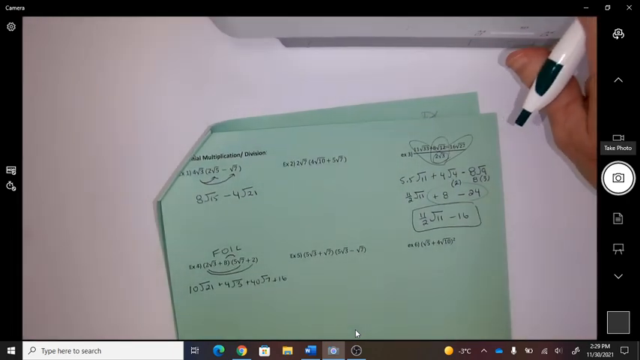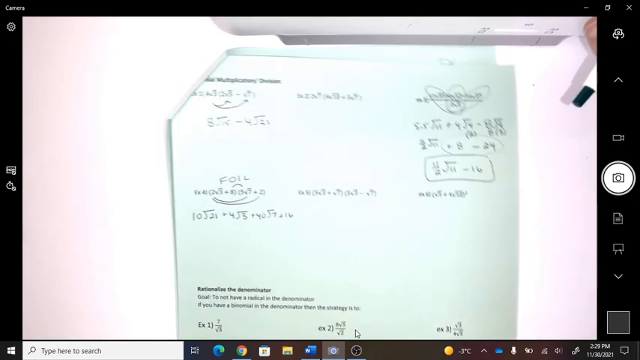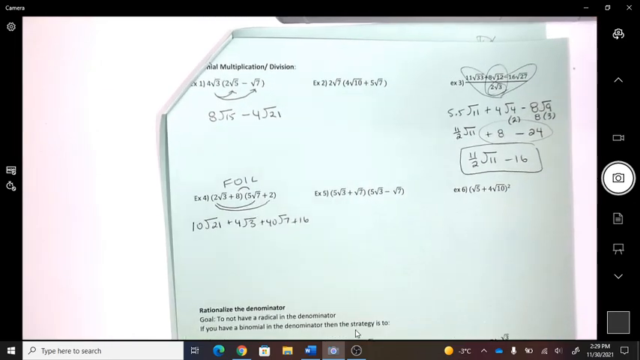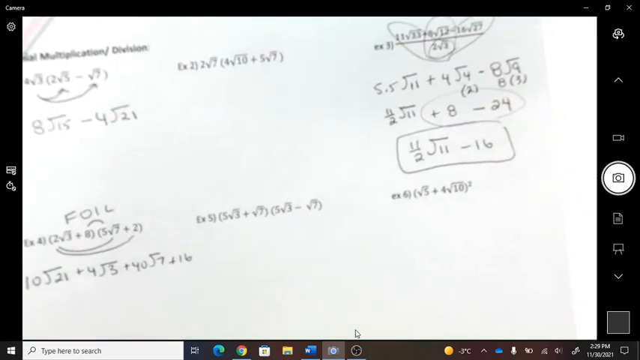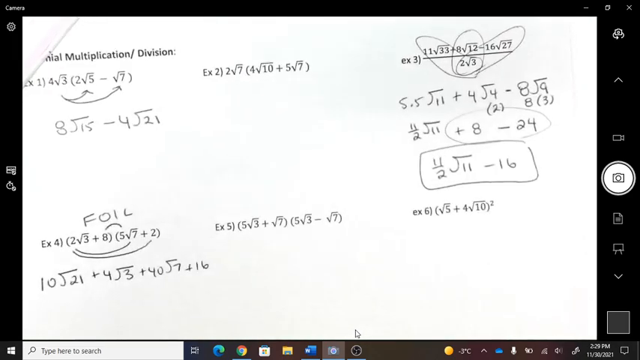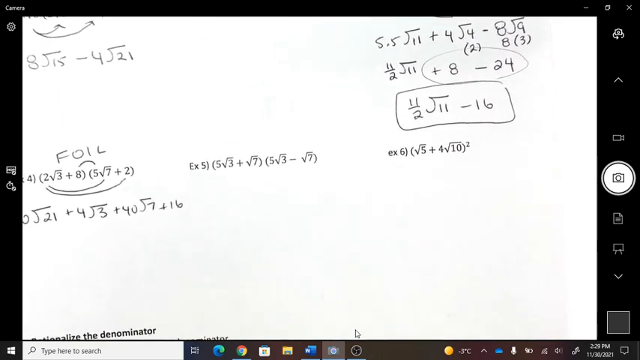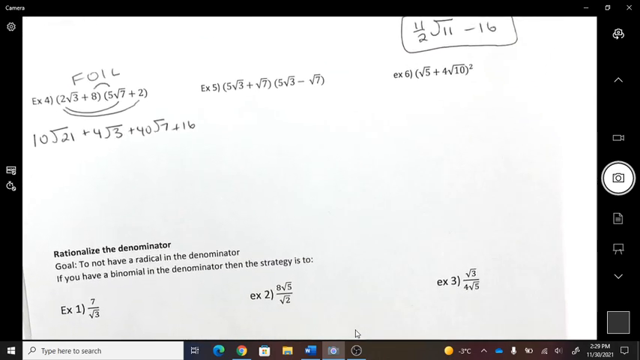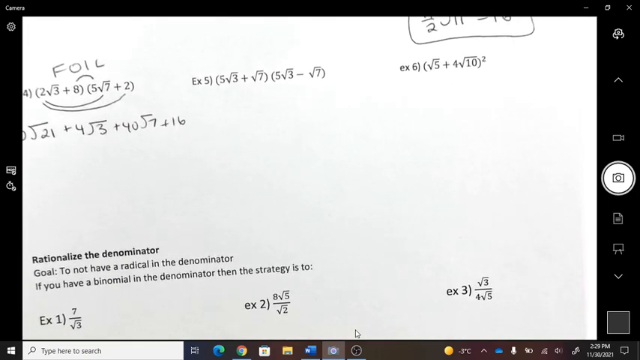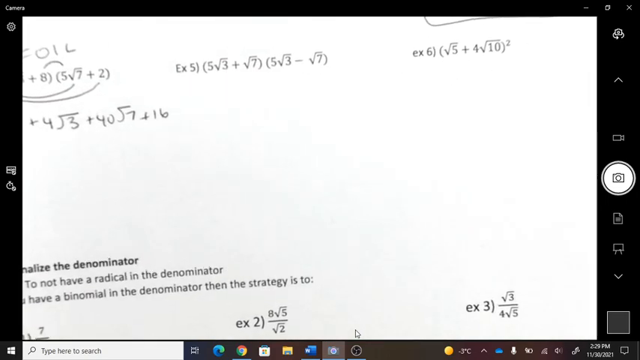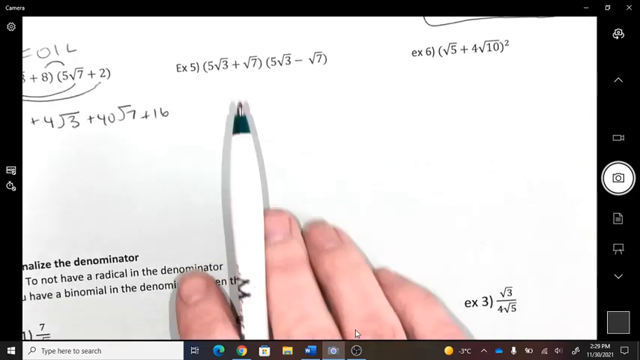Okay, in your notes booklet. Yesterday we did some notes and then we didn't do a couple here. So this is in your notes, and we did not do example 5 or 6, so we're going to do those today.